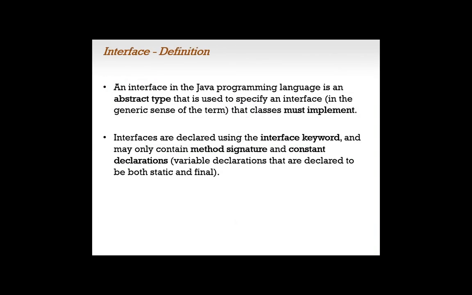We need some kind of interface for our purposes. An interface in the Java programming language is an abstract type that specifies which methods must be implemented, and it's using the interface keyword, of course, and it only contains the method signatures and constant declarations. So when you look into the interface, we will do this in a minute, we do not see any functional code in this interface. It's just the function headers and all this stuff.